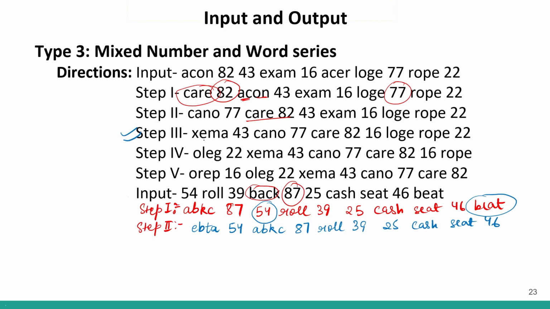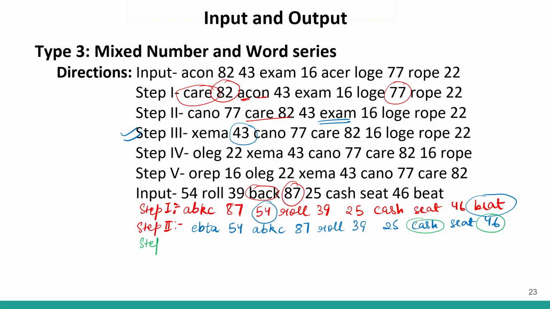Correct? Step 3, if I check. So I have Zima. If I look at exam, this will be the next alphabetical small letter. And 43, which will be the next biggest number. Correct? So I will do the same thing over here. After these, let's hold position for these 4. The next smallest letter I can see is cash. And the next biggest number I can see is 46.